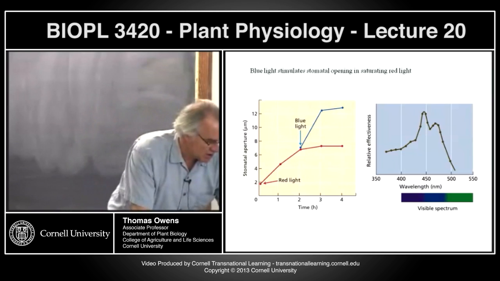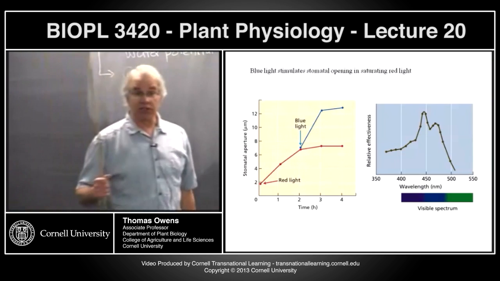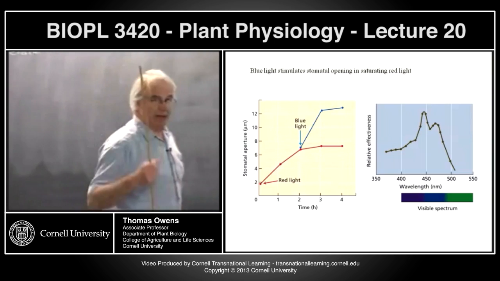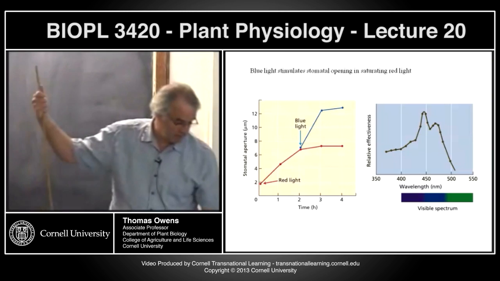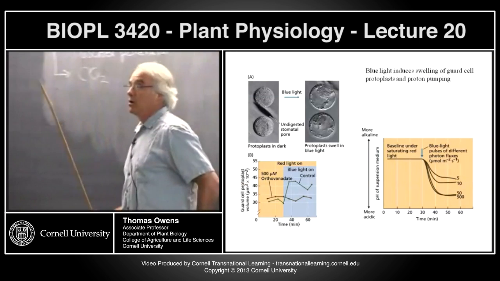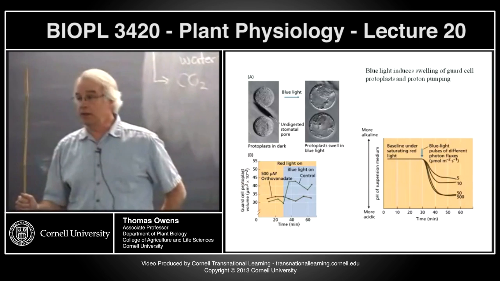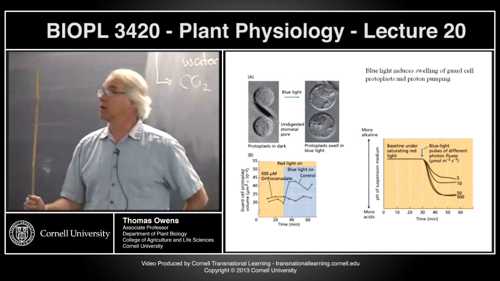Okay, so here's the action spectrum for the blue light. It's got a pretty similar shape to what we saw for the coleoptile bending, so it falls into this category of blue light receptors. So some simple experiments to try and sort out what's going on in the blue light dependent swelling of the guard cells.